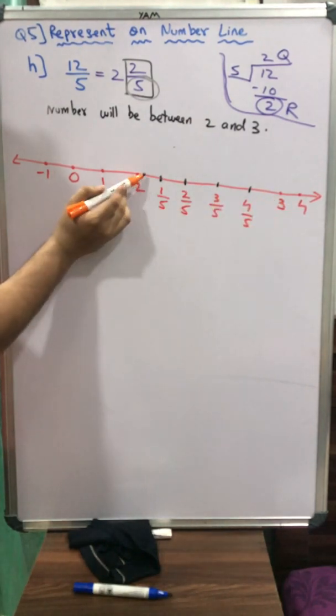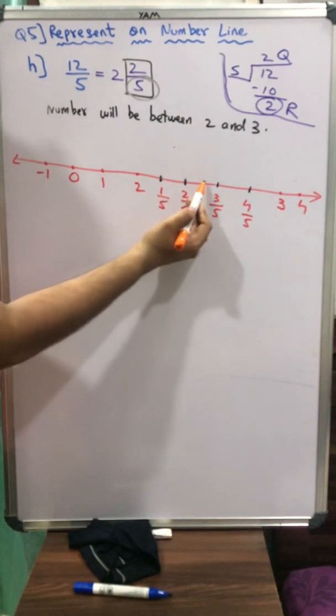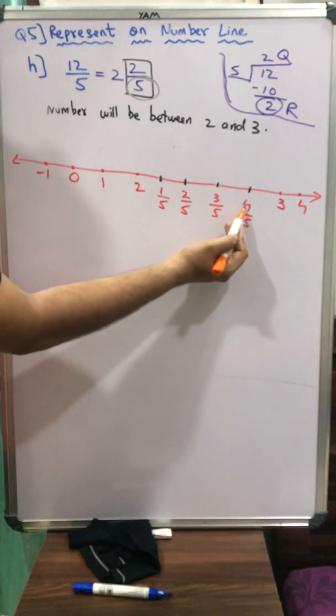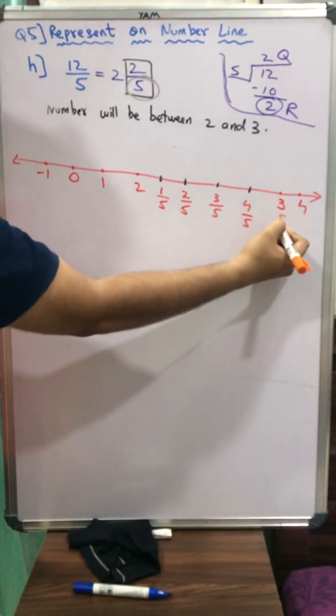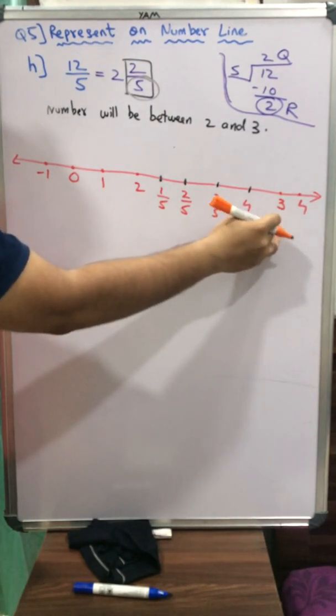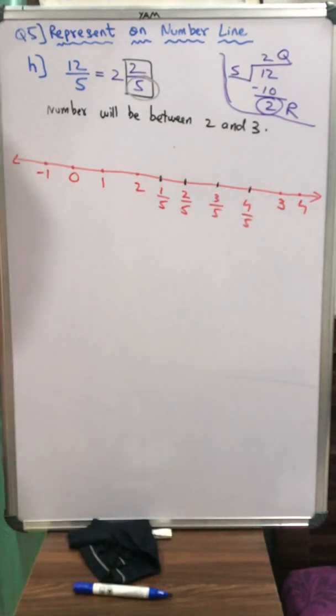This is my first part, so I write here 1. This is my second part, so I write here 2. This is my third part, so I write here 3. This is my fourth part, so I write here 4. And this is my fifth part. So it's like 5 upon 5. But it will be cancelled. So only 1 will be remaining. And here automatically 3 will come.